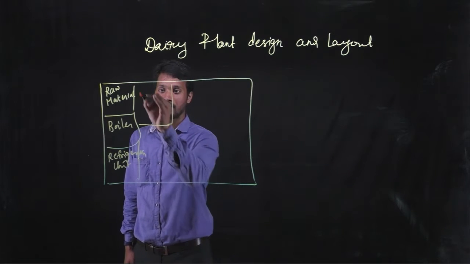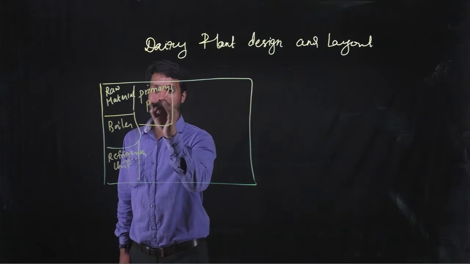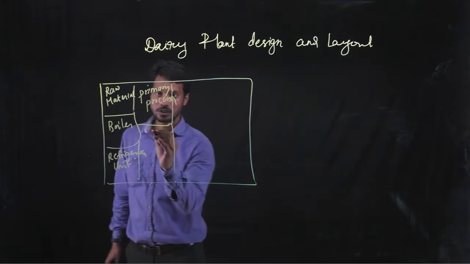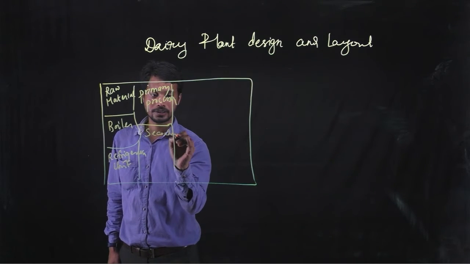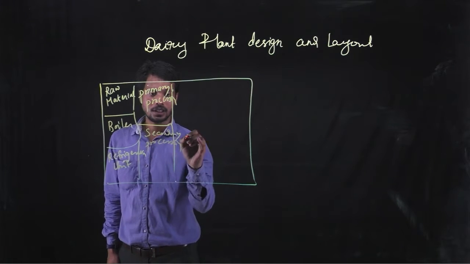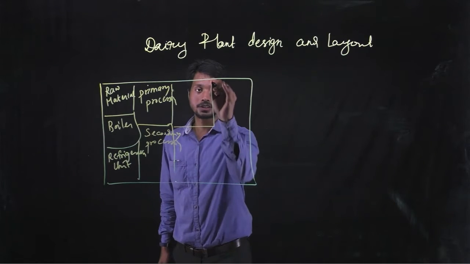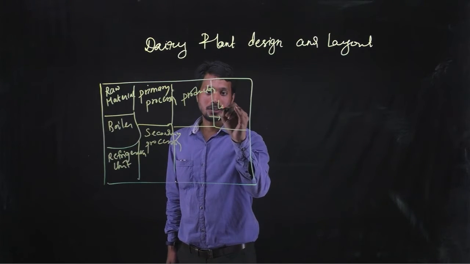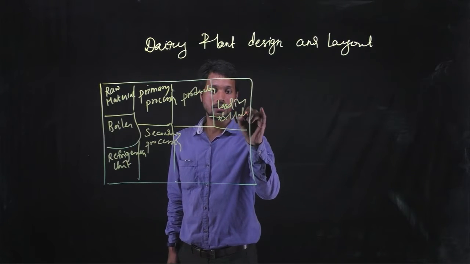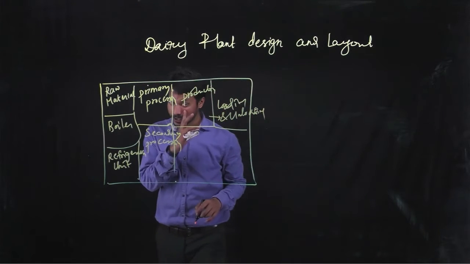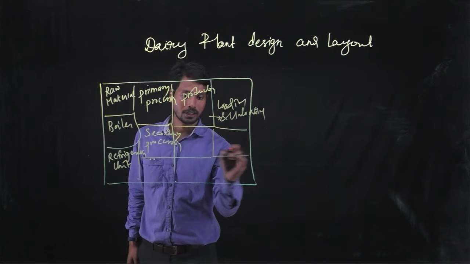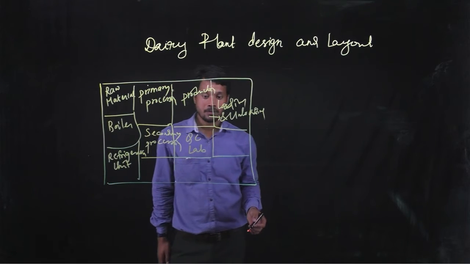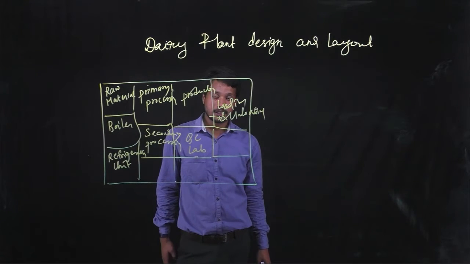And then you must have the primary processing. Once you complete the primary processing, you can go towards the secondary processing. Once you finish the secondary processing, you can go towards the production unit, and then towards the loading and unloading of materials. And here you must have the quality control lab, or for testing the materials, an analysis lab or testing lab.